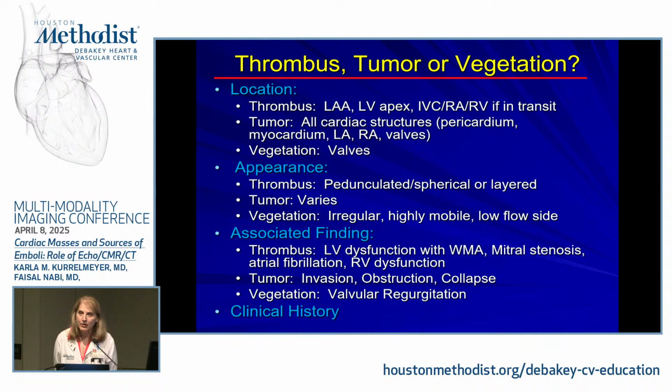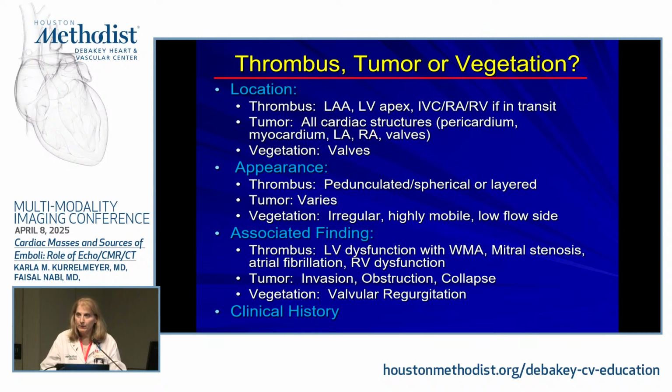One is the location. Thrombi occur in the left atrial appendage, in the LV apex if there's an apical aneurysm, or any other part of the LV if there is aneurysm. And they'll also occur in the IVC, the RA, or the RV if the thrombus is in transit. The tumor can occur on all cardiac structures: the pericardium, the myocardium, the left atrium, the right atrium, the valves. A vegetation occurs predominantly on valves.